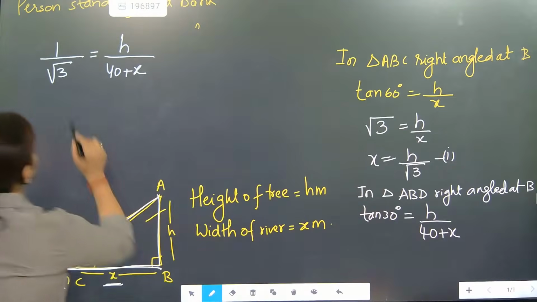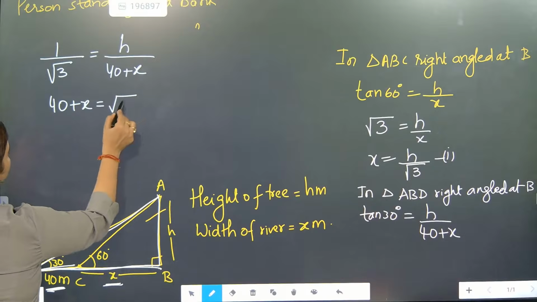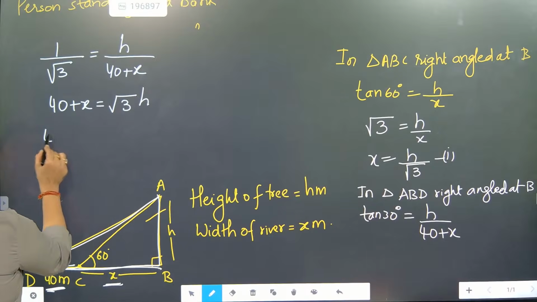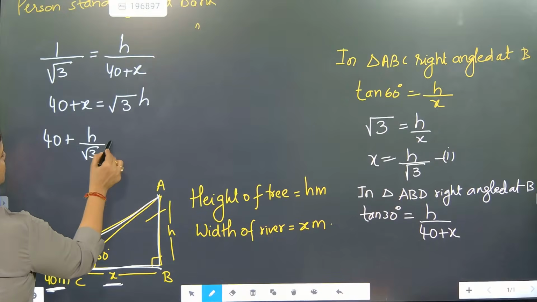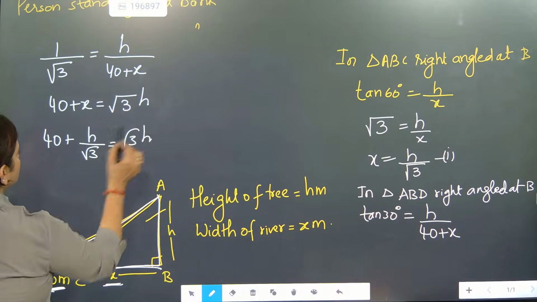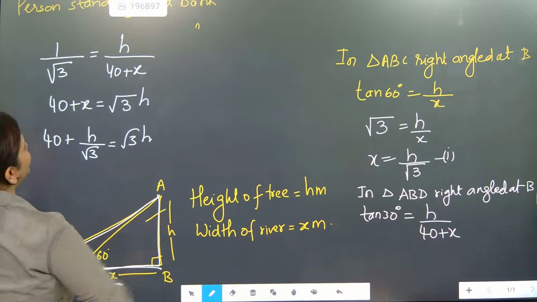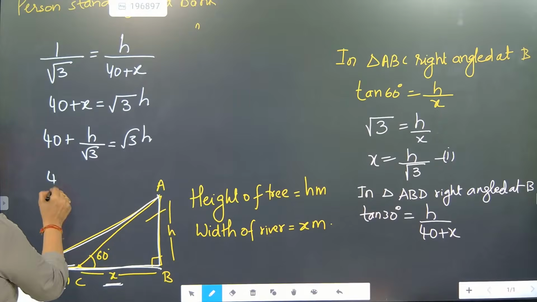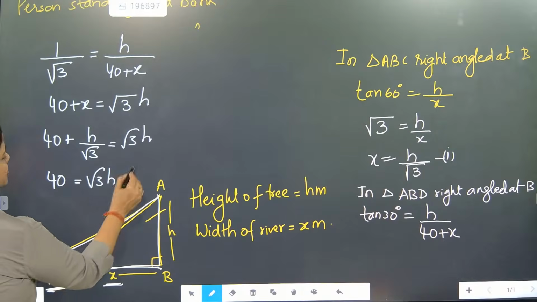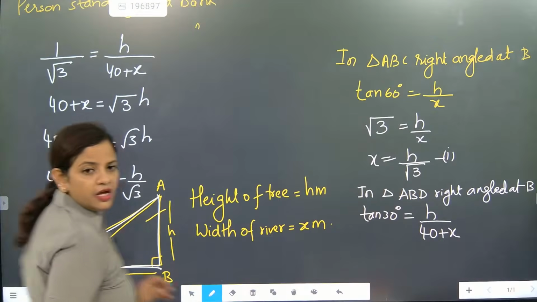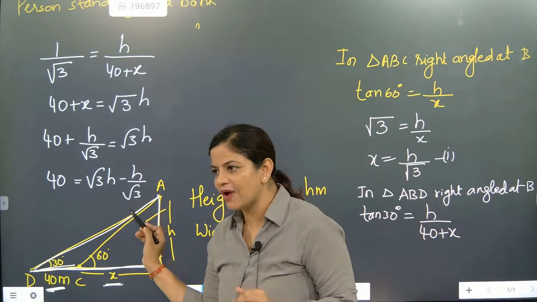h by root 3. So here it will become 40 plus x is equal to root 3h. And here x is h by root 3, so root 3 times that. Now we will shift this one to that side. First we will resolve the h matter and then solve further. 40 we will write as it is. It is coming root 3h minus h by root 3. Did you see, beta? 40 is equal to root 3h minus h by root 3.